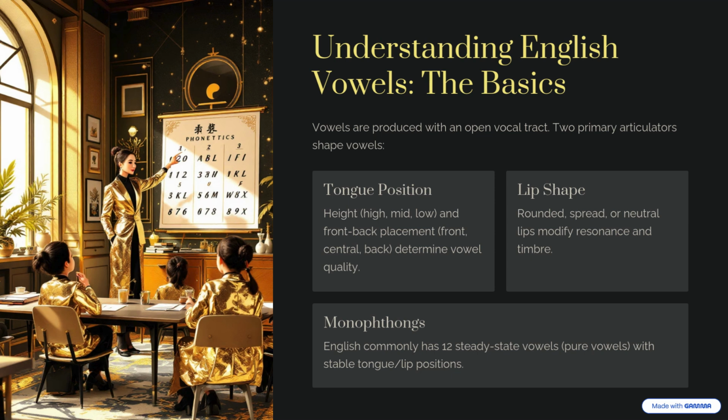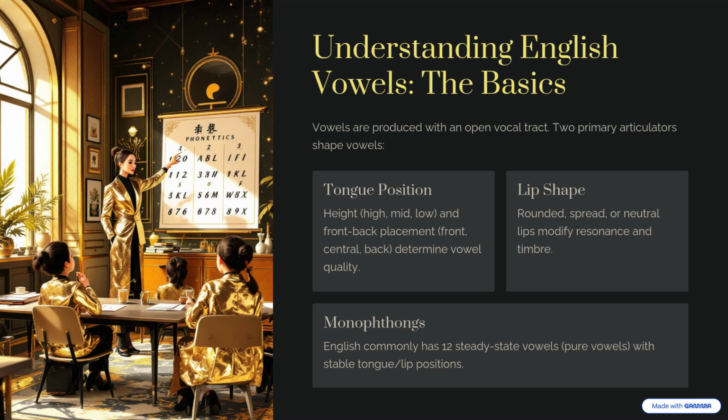Vowels are speech sounds produced with an open vocal tract, meaning the air flows freely through the mouth without significant obstruction. Two major factors determine how vowels sound. First is tongue position. The tongue may be positioned high, mid, or low, and it may also be placed in the front, center, or back of the mouth. Second is lip shape. Our lips can be spread, rounded, or neutral when producing vowel sounds.